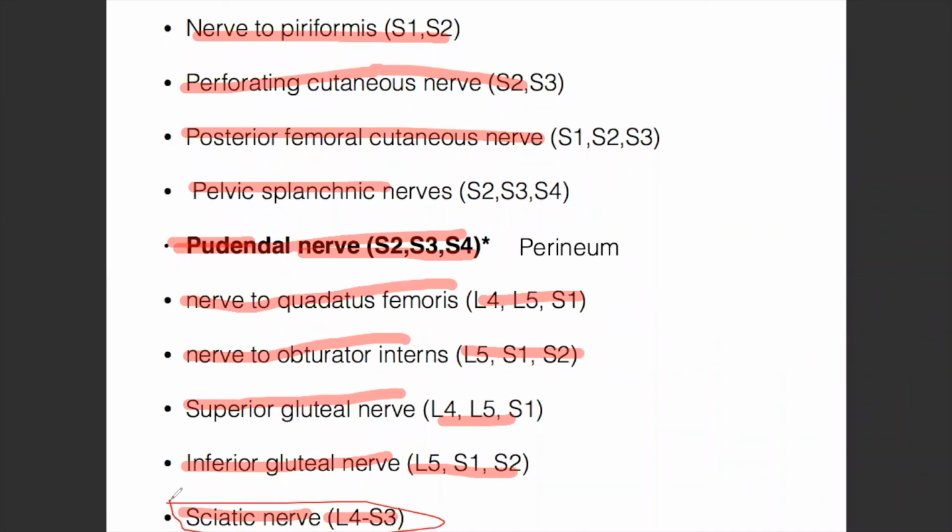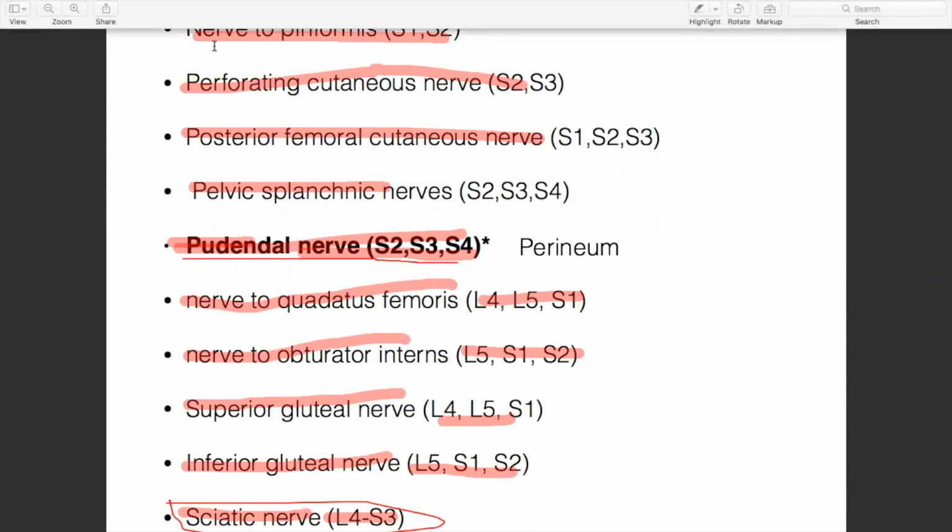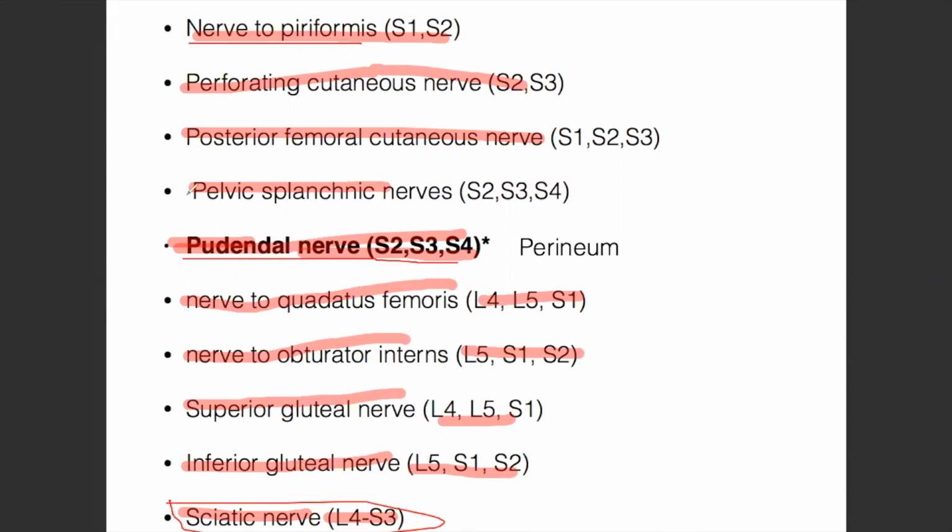So in the pelvis the most important thing is the pudendal nerve. Maybe the nerve to piriformis would also be important. The pelvic splanchnic nerves are also important. Okay? So that's the nerves in the lumbosacral plexus.